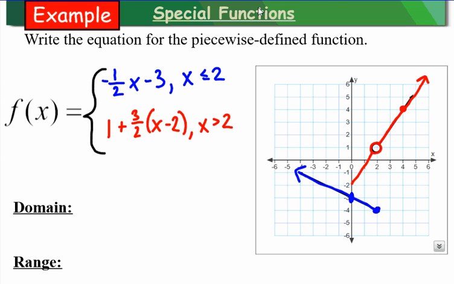Now I need to state the domain and range. The domain, I can see this blue part of the graph is going all the way to the left. This red part of the graph, you should erase that, that's not actually part of it, is going all the way to the right, and we get every x value in between. So the domain is all real numbers for x. All real numbers for x.